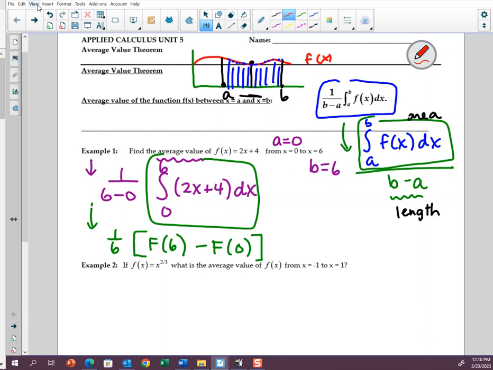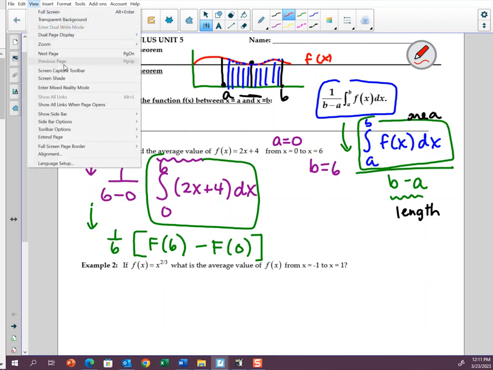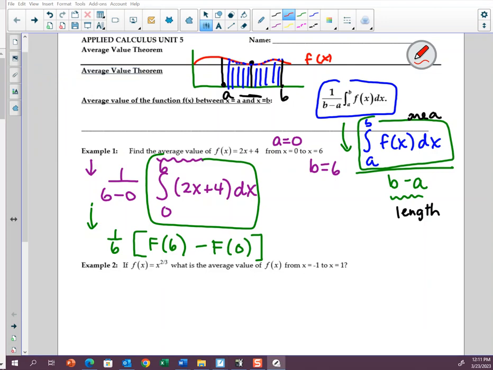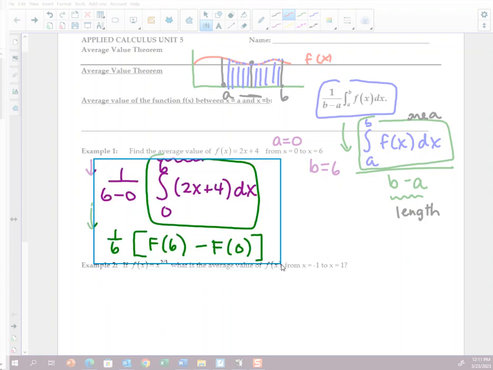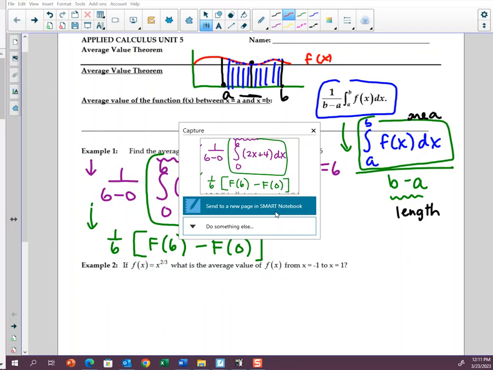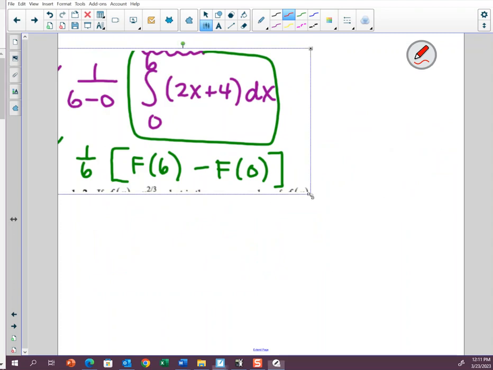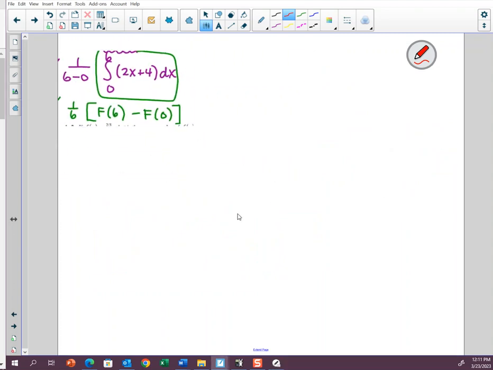Get my mouse here for a second, and let's grab some stuff. Alright, let's grab that. Squish that down for a second.